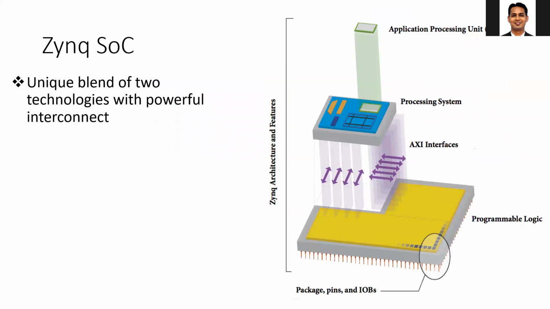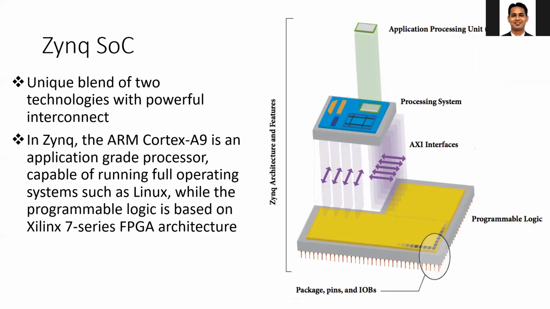So Zynq SoC is a unique blend of two technologies with a powerful interconnect. You have the processing system, you have the programmable logic, and they are interfaced to each other via AXI interface. In Zynq, you have the ARM Cortex-A9, which is an application grade processor and one of the advanced processors where you can implement an entire operating system like Linux. And you have the programmable logic, which is one of the recent 7 series FPGA architectures.